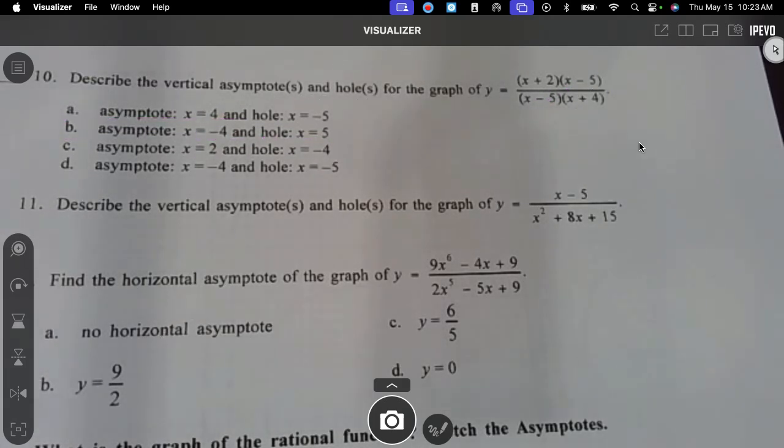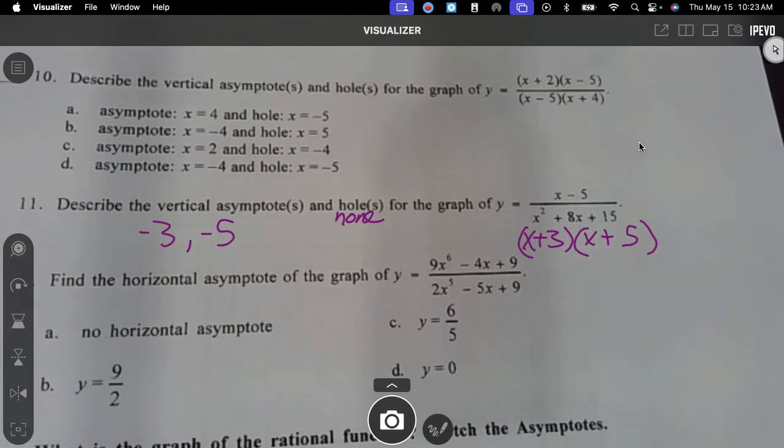Describe the vertical asymptote and the hole of this graph. Well, we have to factor it first. 3 and 5. So we get x + 3 and x + 5. So do they cancel out? No. So there's no hole in the graph. Okay? And then what are the two asymptotes? -3 and -5. Are we good with that?